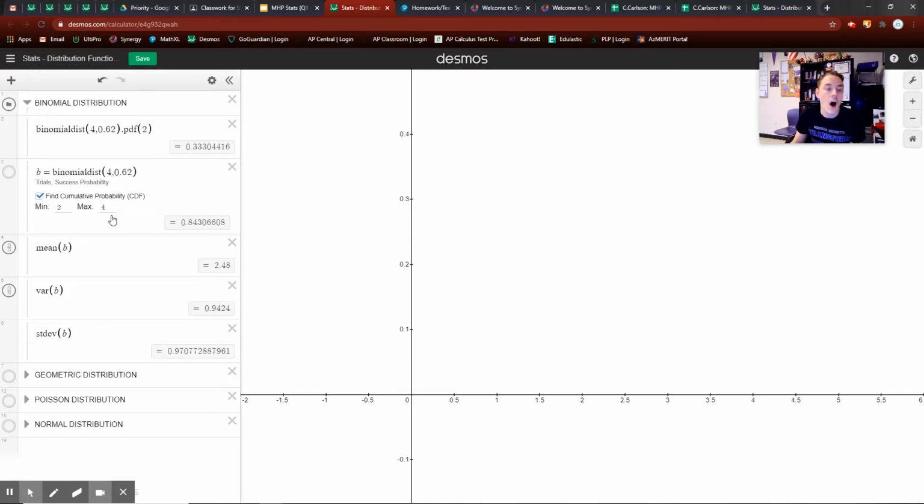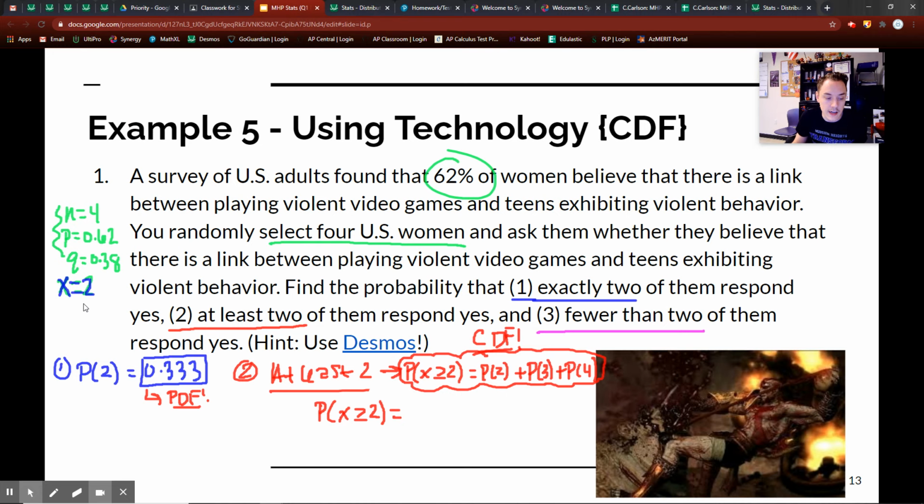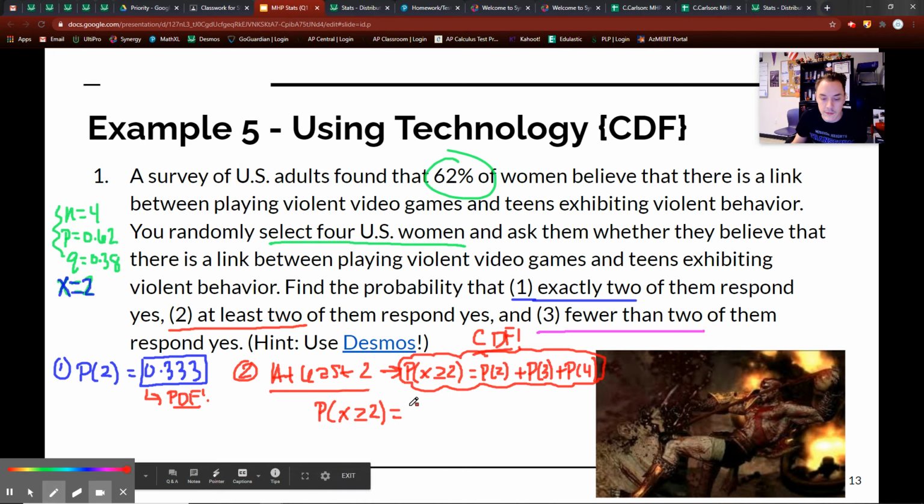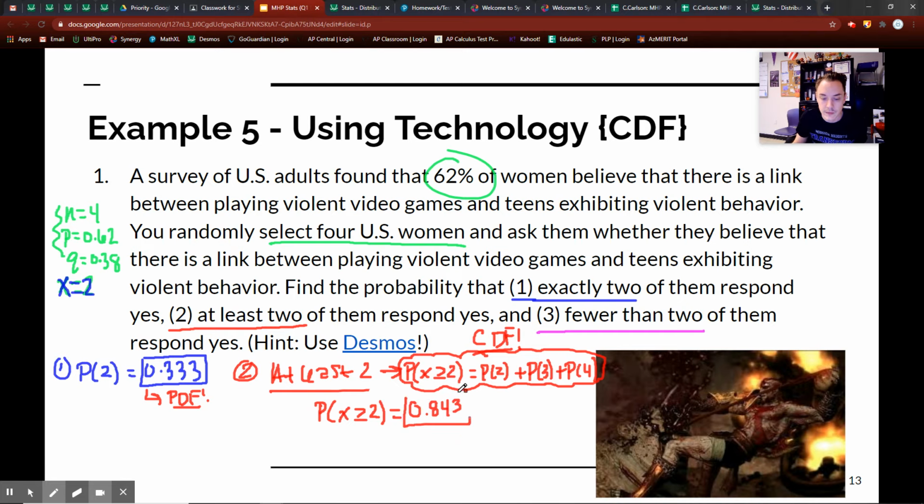Don't look at that. All I really care about is what it equals, and that right here, my friends, is 0.843. So I'm going to go over here and type that in, 0.843. That is my at least 2 probability function, that 2 of them say yes. Now, let's go to 3.